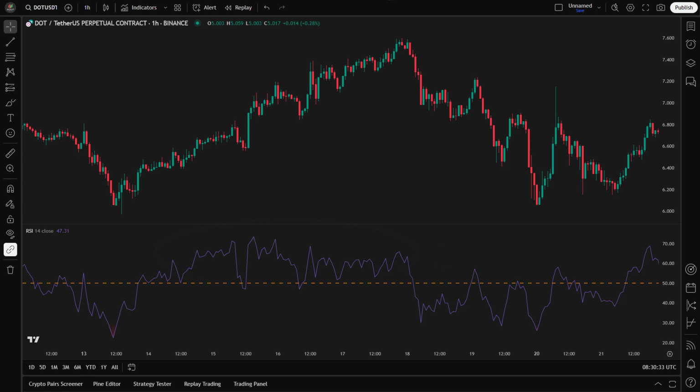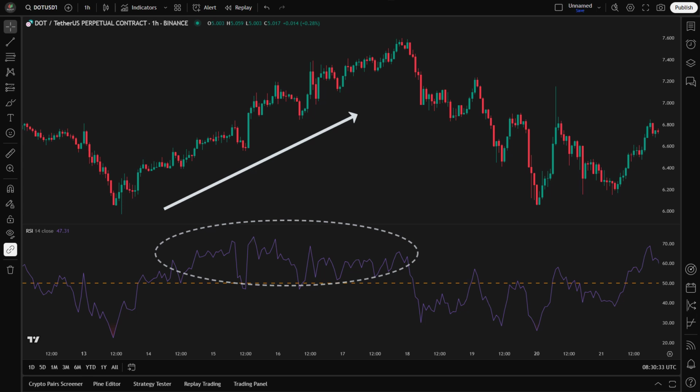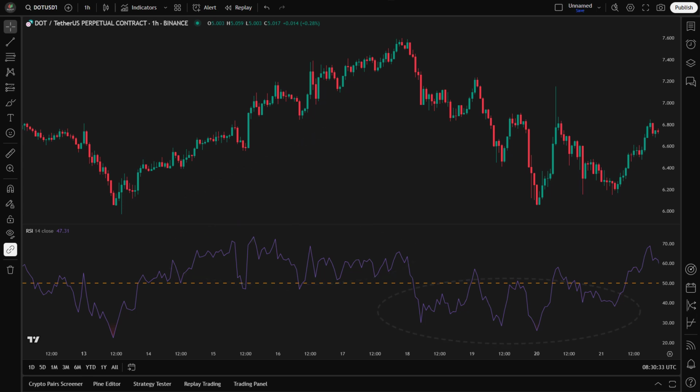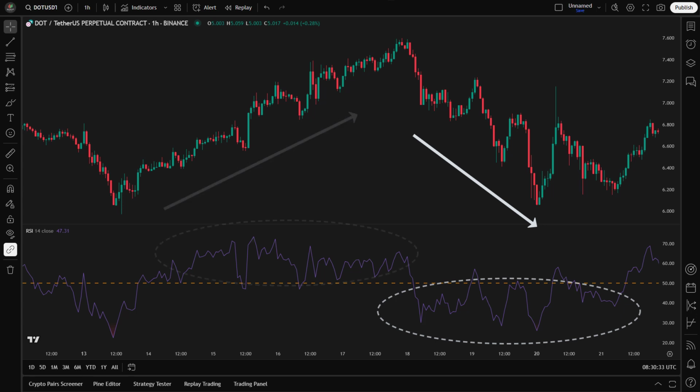When the RSI is above 50, it suggests that bullish momentum is stronger, so we'll consider this a signal to go long. When the RSI is below 50, it indicates that bearish momentum is stronger, and we'll treat this as a signal to go short. This method allows us to align our trades with the prevailing momentum in a clean and straightforward way.